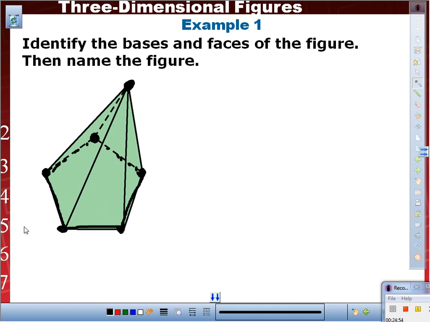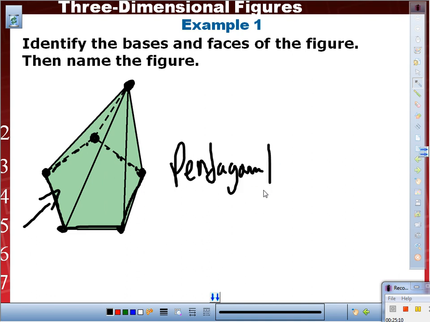What does the base look like on this one? Pentagon. So the first name is pentagonal. Now, is this a prism? No, because this one only has one base, so this is a pentagonal pyramid. Hands up if you got that. All right? We got this, yes?